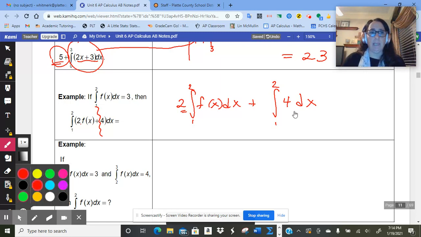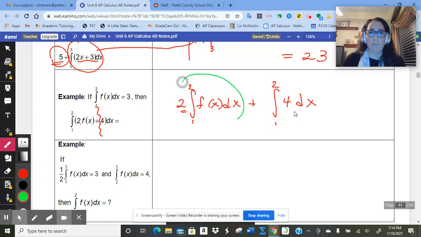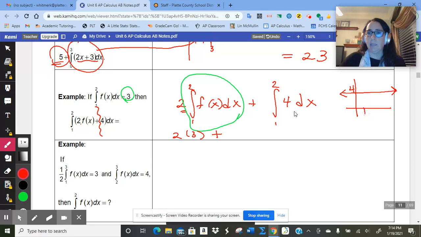So this part right here, they gave me. They said that is 3. So I know that I have 2 times 3. Plus, now this is just geometry again. I have the line y equals 4, and I'm looking from 1 to 2. So that's just a rectangle. Base times height, which gives me 4. And add together, and I get 10.